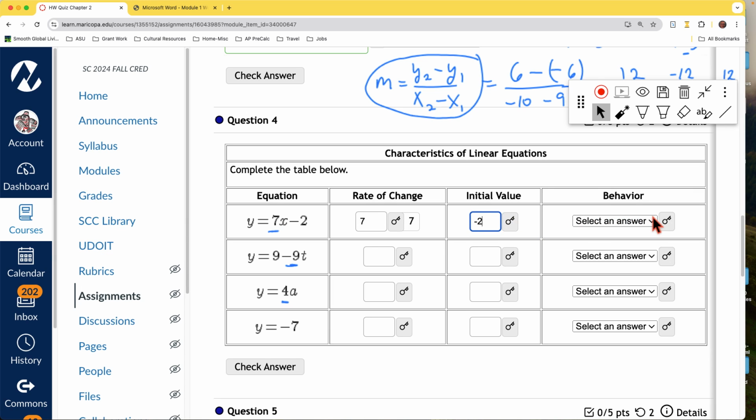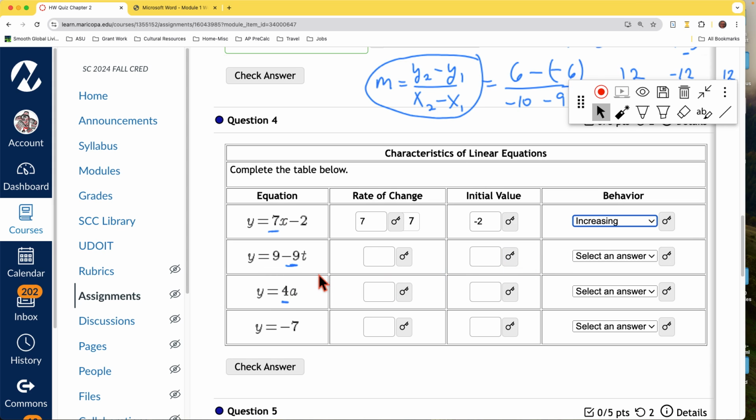And then its behavior: is it horizontal, increasing, decreasing, or vertical? That comes from the rate of change. Since this rate of change is positive, it means it's going up, right? So it's increasing. Cool.